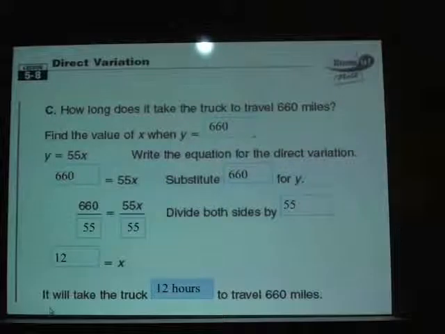You don't want to plug 660 in for x. Remember, x represents the time here. 660 miles is not the time, that's the distance. So I have to plug that in for distance, which is what we changed y into. If you change x into 660, you're really answering the question: if the truck is on the road for 660 hours, how many miles am I going to travel? I'm probably going around the earth. That's going to be a long trip. You don't want to do that. You're finding the value of x when y is changed into 660.